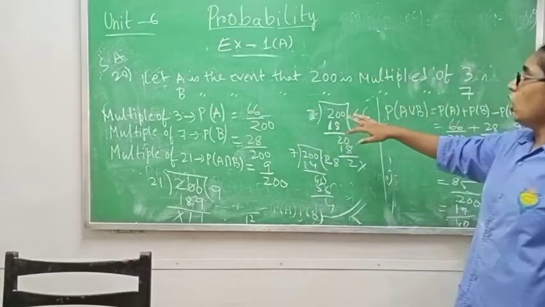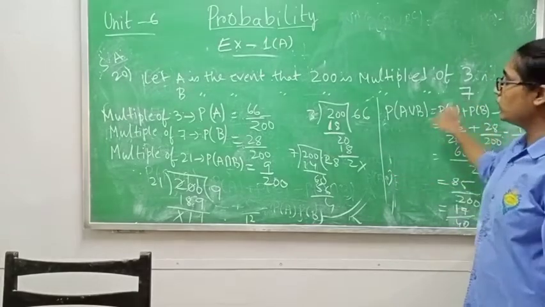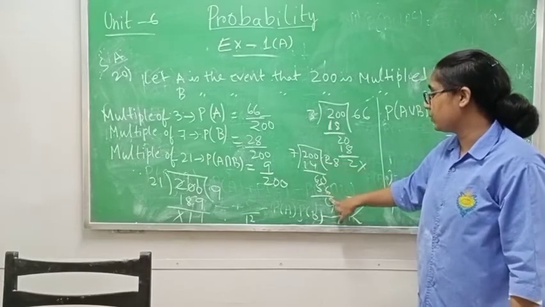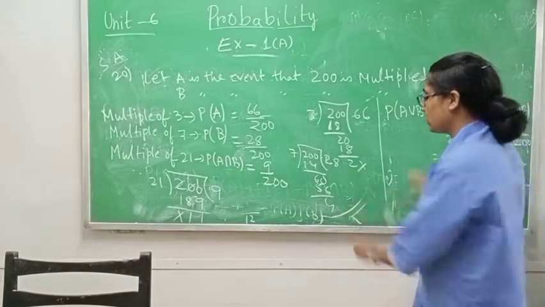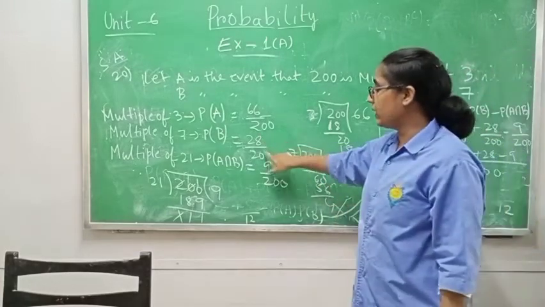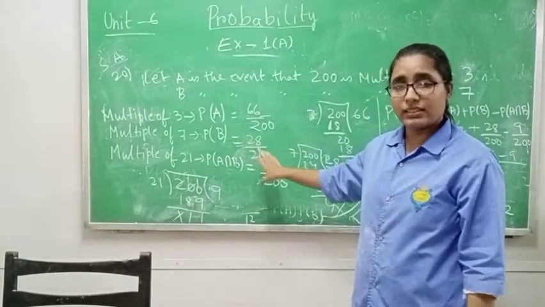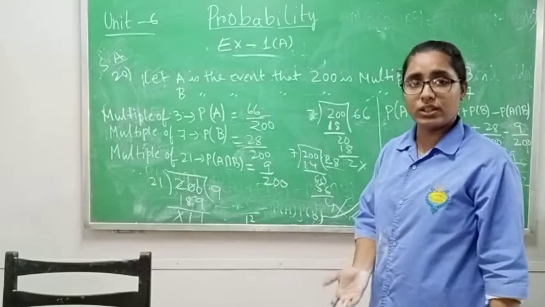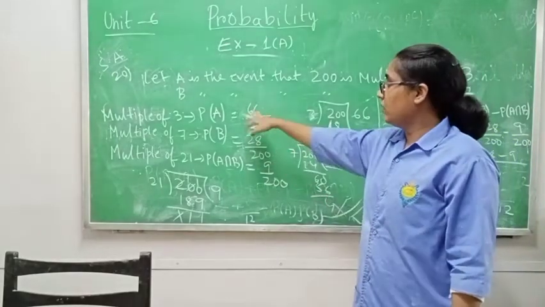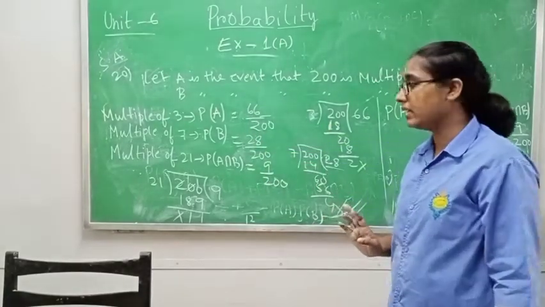Now the probability of B, multiple of 7. So again what will you do? 200 you will divide by 7. 7 twos are 14, then 7 eights are 56. 4 you are getting as a remainder. You will not see this one. So what is the probability? 28, so you will write 28 by 200. Total numbers you have to write as a denominator, because in probability you know the definition: P(A) is favourable events to be occurred by total sample. So total sample is 200. That is why we are writing this.